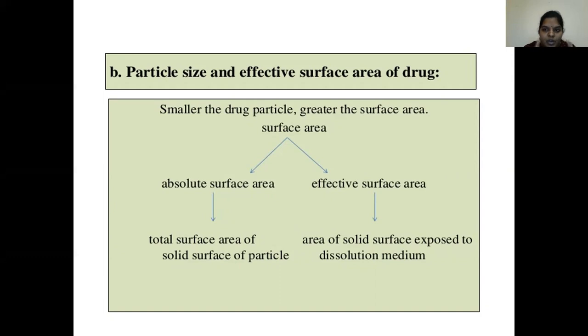You just apply your mind, so listen carefully, then only you can adopt the subject. Okay, smaller the drug particle, greater the surface area. Your surface area can be classified into two types: absolute surface area and effective surface area. Smaller the drug particle, greater the surface area. Write it down. Absolute surface area is the total surface area of the surface of the particle, and effective means what? The area of solid surface exposed to the dissolution medium, which is effective. It is effectively exposed to the dissolution medium.